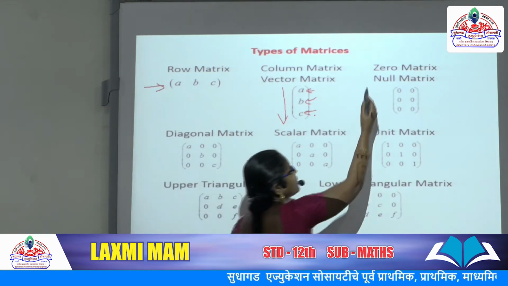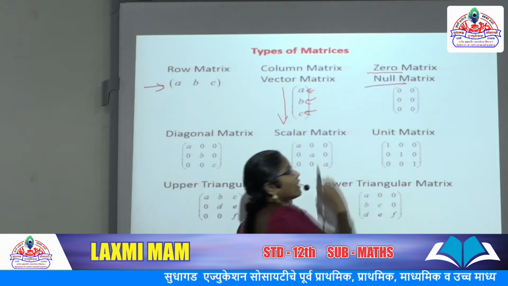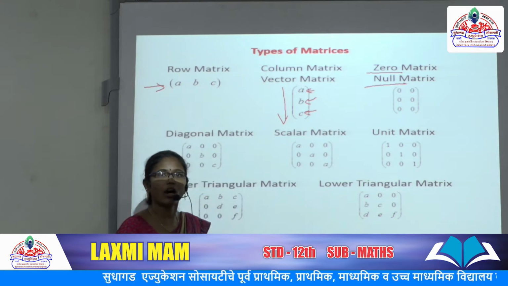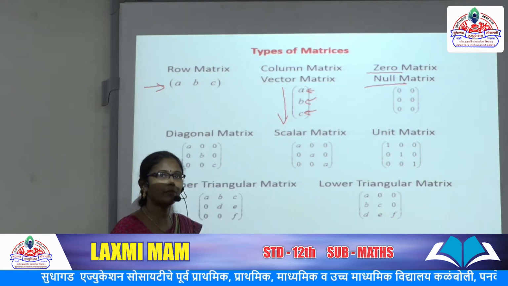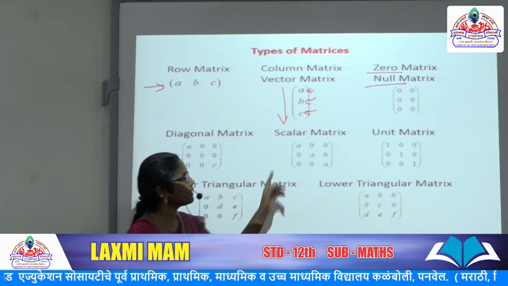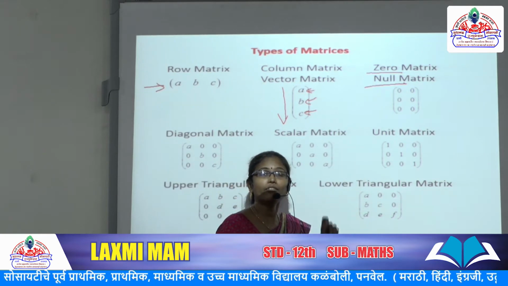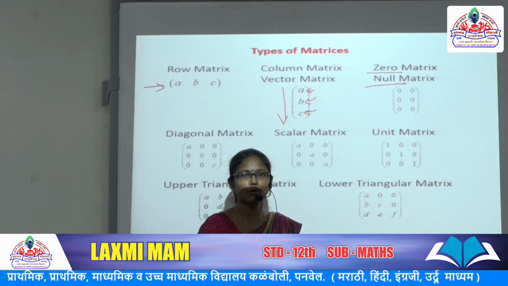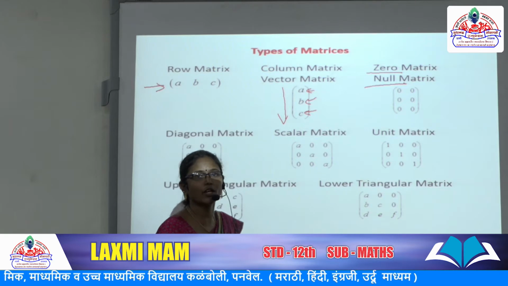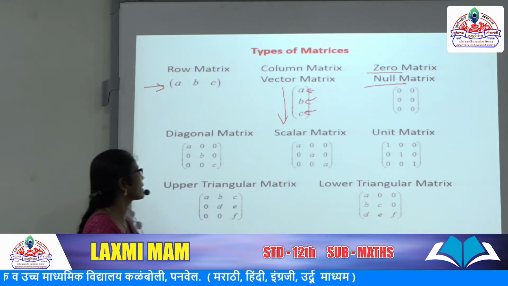See the next one, zero matrix or null matrix. Zero or null means both are the same, zero. The matrix should be filled completely with zero. Then it is called a zero matrix or null matrix.